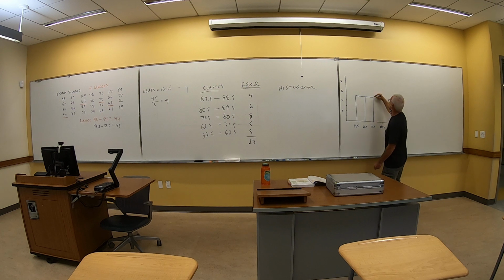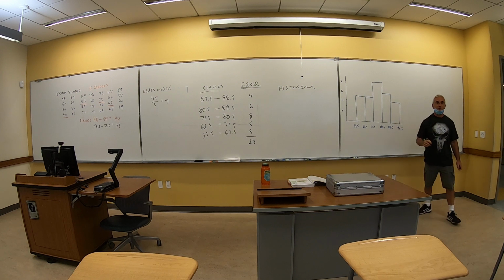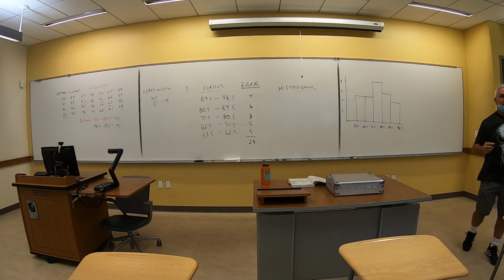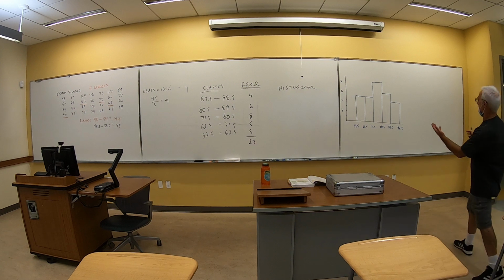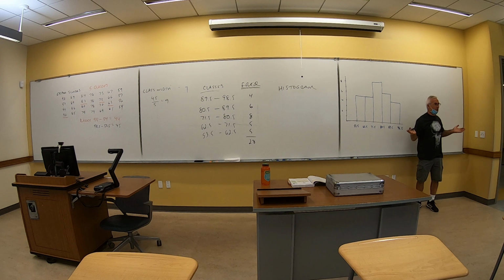My third one is 8 units high. My fourth one is 6 units high. And the last one is 4 units high. Okay. Is this now an accurate depiction of how the class did in terms of the test? You can look at this and go, oh yeah, okay, this is the highest. It's not like earth-shattering and groundbreaking, but it's a simple visual.